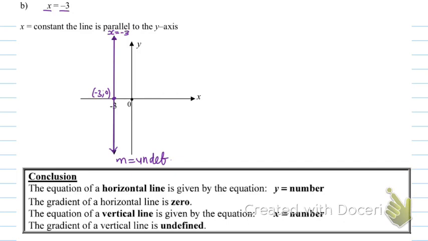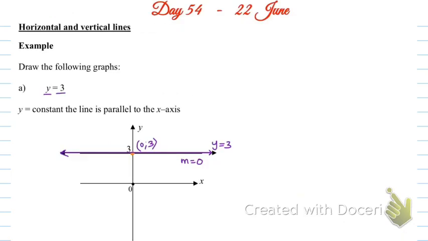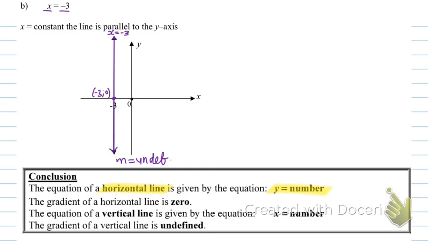What conclusion can we make? That the equation of a horizontal line is y is equal to a number, like the previous one. Y is equal to a number, so we had a horizontal line. And the gradient of a horizontal line is 0. The equation of a vertical line is x is equal to a number, like this example. And we had a vertical line, and the gradient of a vertical line is undefined.